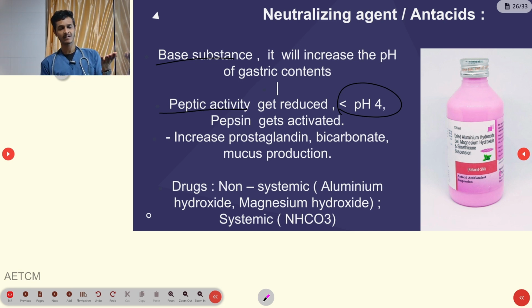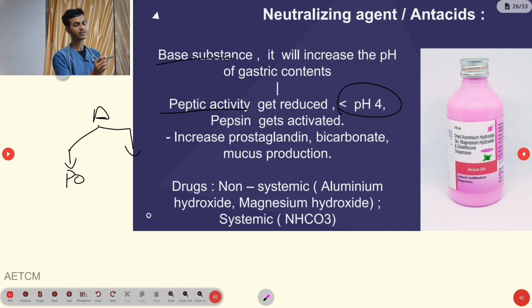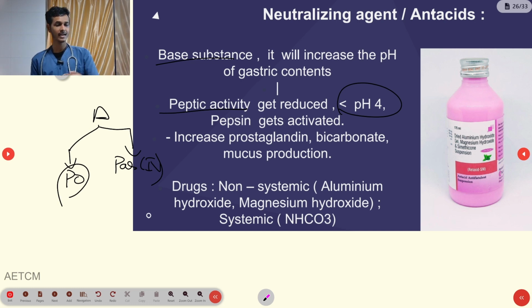Mainly we have two routes of administration. First, you can administer through the systemic or peroral route, or you can go with the parenteral route, that is the IV route. Peroral route, we have aluminum hydroxide and then magnesium hydroxide. Systemic-wise, you have soda bicarbonate or sodium bicarbonate.